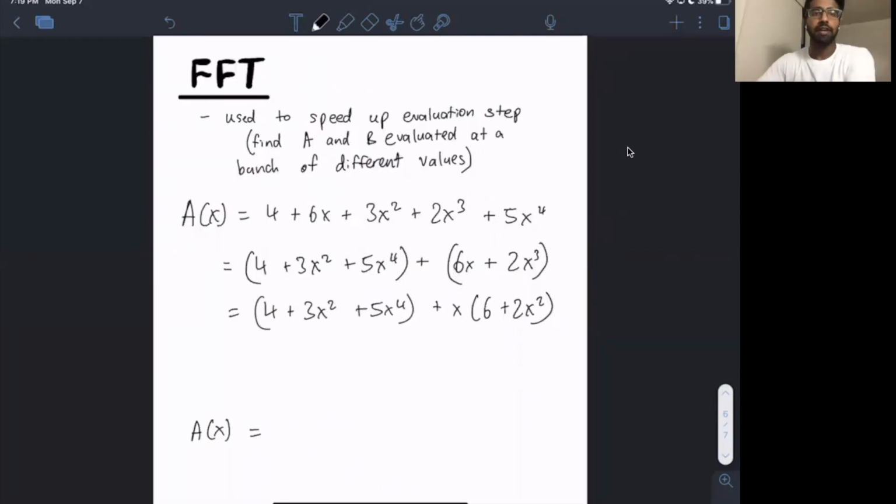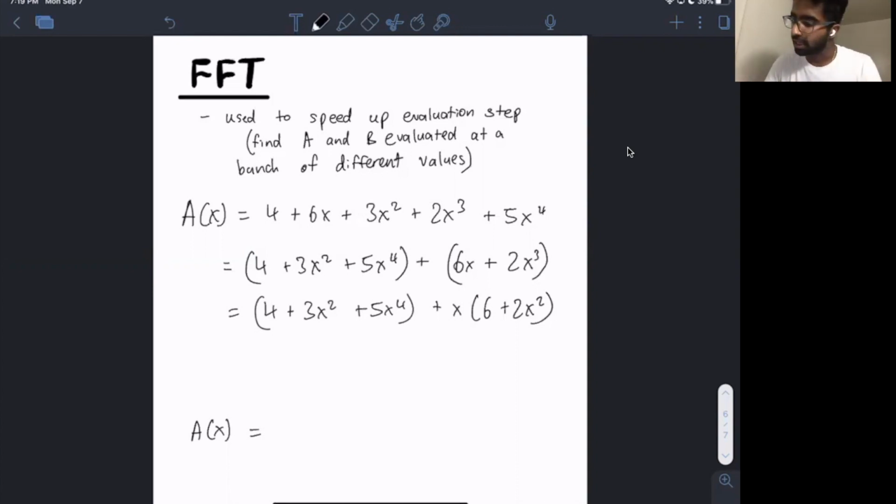Okay, so diving into the details of FFT, we want to speed up the evaluation process. So to do so, we're going to have to find ways that we can make that whole procedure more efficient. Let's go over the first step, right? Take a look at A of x, it's just some random polynomial. The first step in building the intuition for FFT is splitting the polynomial into two smaller sub-expressions.